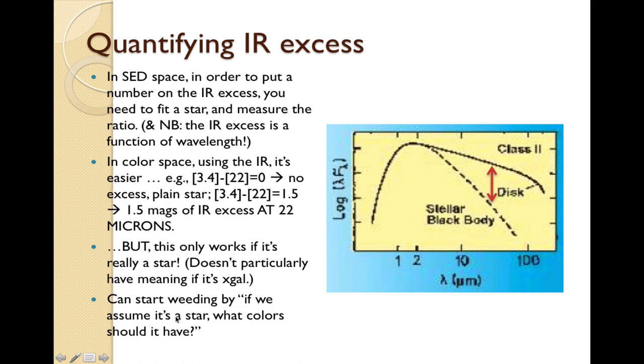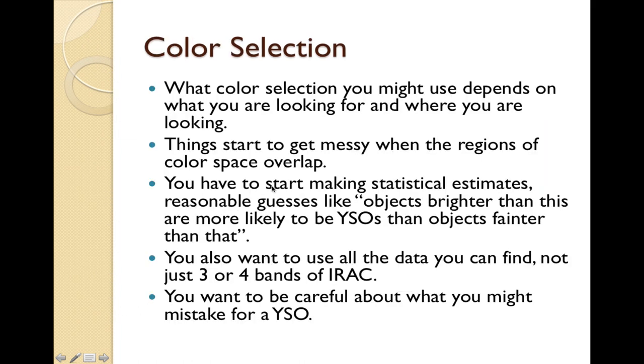So we can start looking at where things fall in color magnitude and color diagrams by saying, okay, if we assume it's a star, what color should it have, and how are these things different? The colors you might use to pick out things depends on exactly what you're looking for and exactly where you're looking. And the truth is that you can find all sorts of objects in all sorts of places and all sorts of color magnitude diagrams. So you have to start making educated guesses, statistical estimates. In other words, things brighter than this are more likely to be young stars than things fainter than this. Or things that are this red are more likely to be galaxies than things that are not this red. You also want to use all the data you can find, not just a few bands, because you have to be careful about what might be lurking in there and not be a young star.